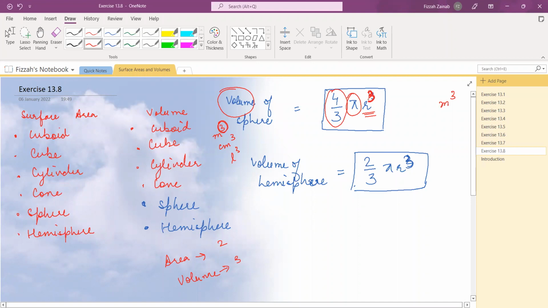Please keep this in mind, because many students make a mistake here. They remember the formula as 4/3 pi R square. You cannot have R square here because you are going to find the volume and you require your answer in cubic units. Is this point clear to everybody? So don't forget it. Pi R cube, always cube. Okay, let's start with the exercise now.